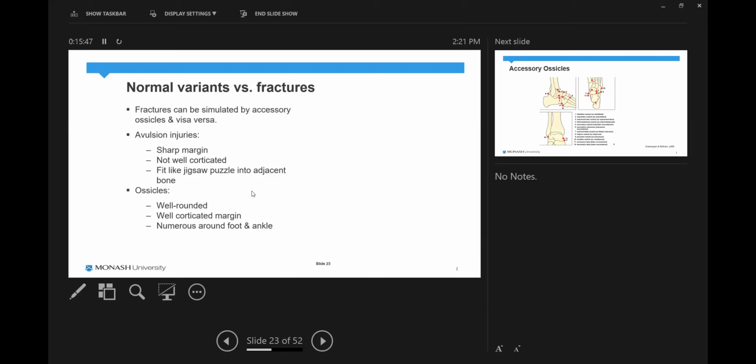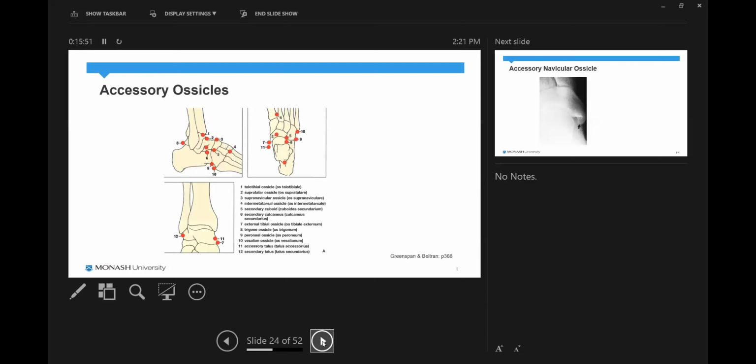And the important thing to remember is there are numerous ossicles around the foot and the ankle. And I've included here again from Greenspan the numerous accessory ossicles. There we have the os trigonum. So it's really useful to familiarize yourself with the accessory ossicles so that you don't have that confusion whether it's a normal variant or whether it's an avulsion fracture.